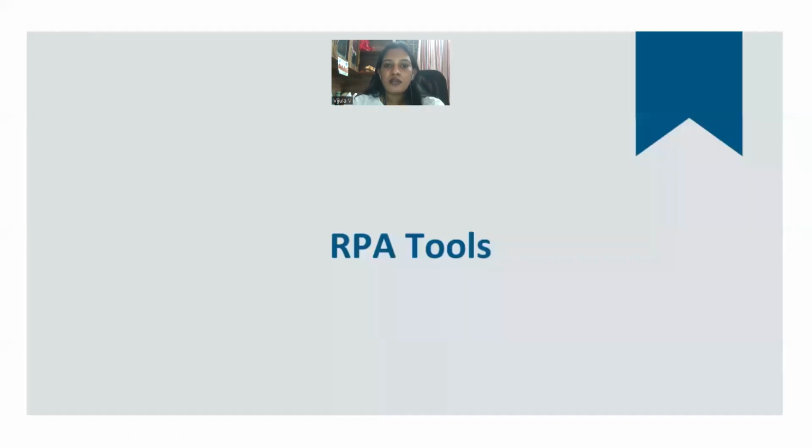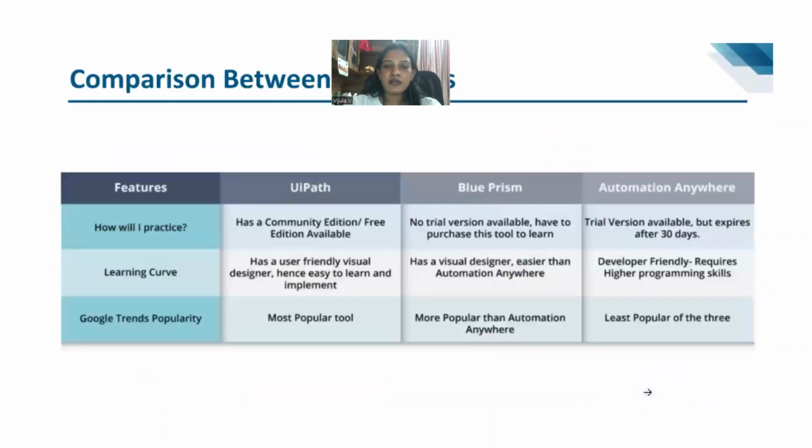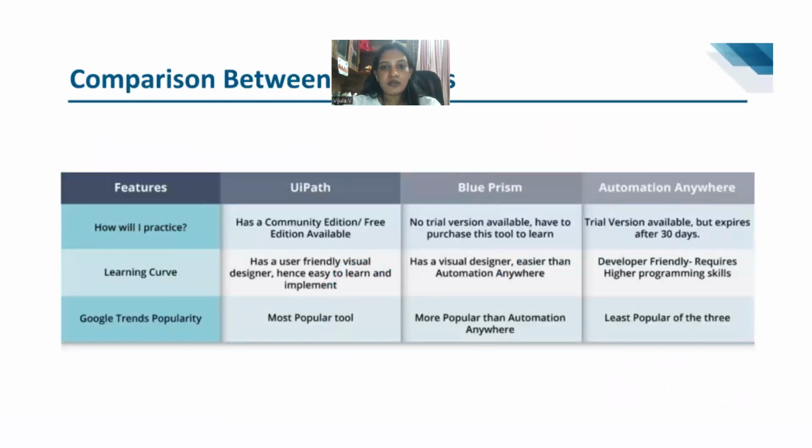Your RPA tools. There are many RPA tools available. I've just cornered around 5 which are probably used very commonly. These are the 5 tools that I used. So the question now should be, why are we using UiPath and not any other, like Blue Prism or Pega or WorkFusion? I've just given you a comparison table between UiPath, Blue Prism, and Automation Anywhere, the 3 most popularly used tools.